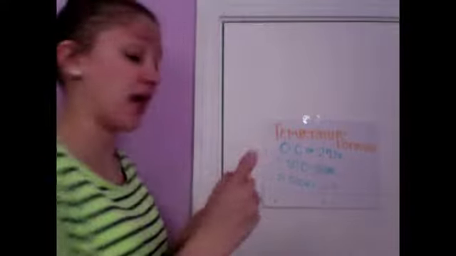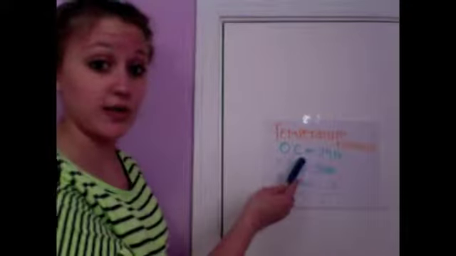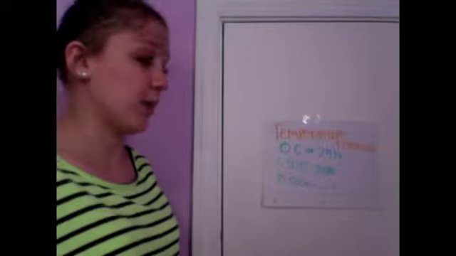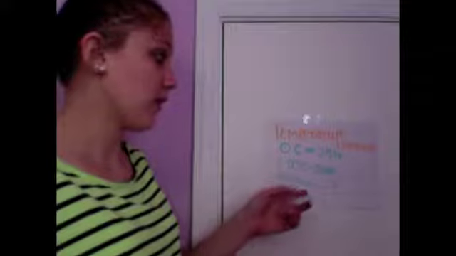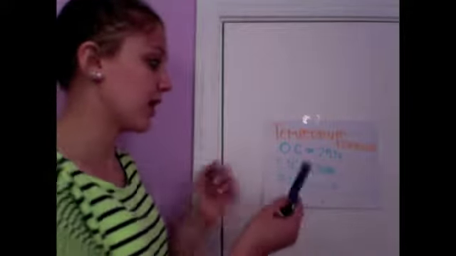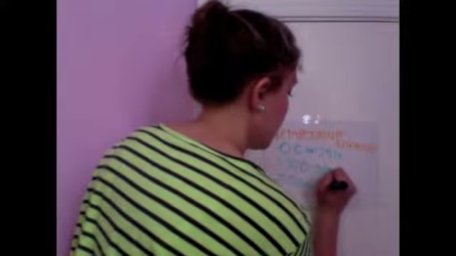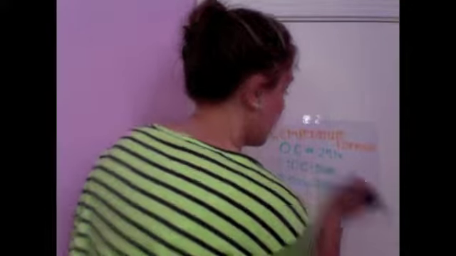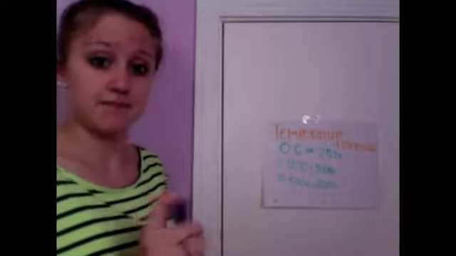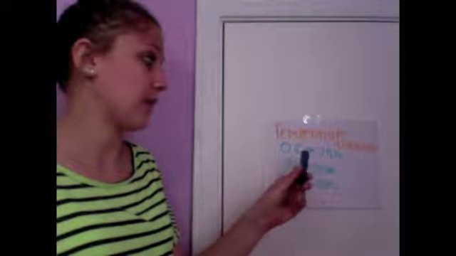Now sometimes you have to go backwards and see how many degrees Celsius is in Kelvin. So what you would have to do is subtract 273 from Kelvin. So you're given 500 Kelvin, and you have to subtract 273, which is equal to 227 degrees Celsius. And that is how you use the temperature formula.